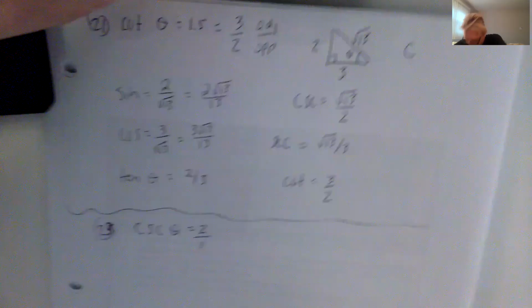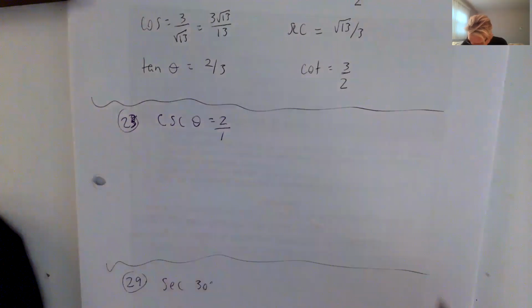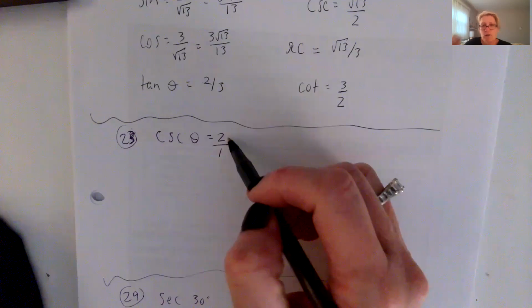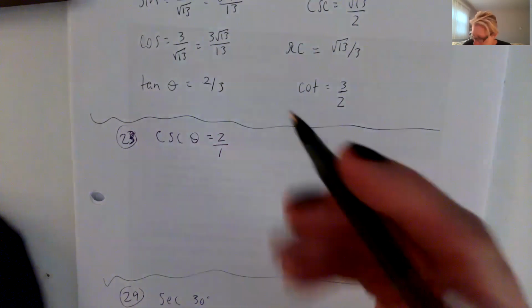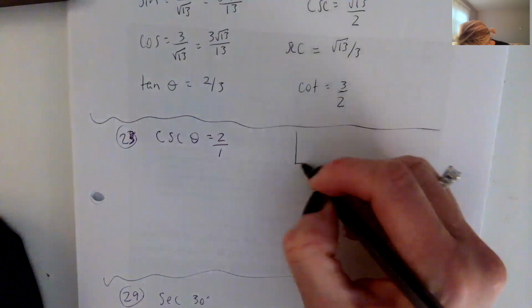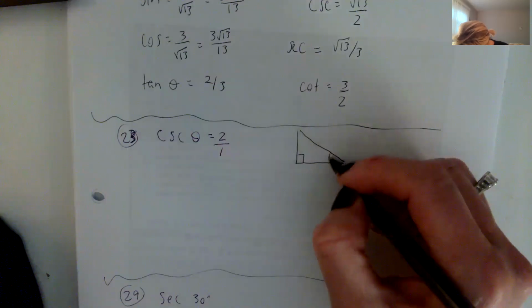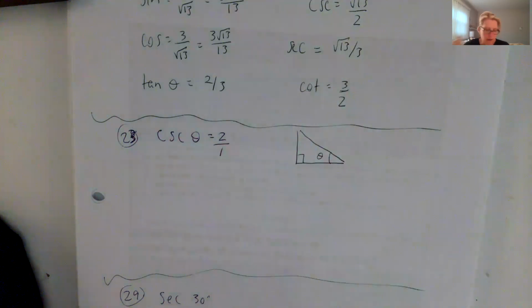Let's do one that we haven't done. Cosecant of beta is 2, and I put it as 2 over 1 because they're all a ratio, and that kind of helps us find our pieces here. Let's draw our right triangle with our theta. So let's think about this.